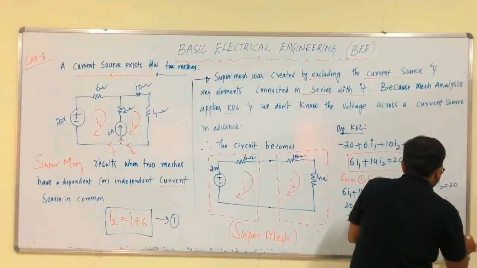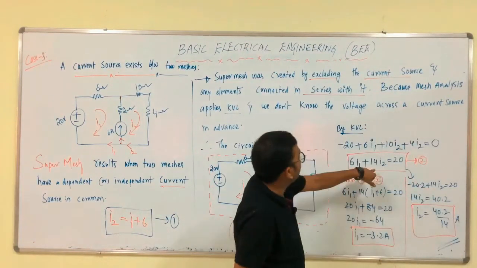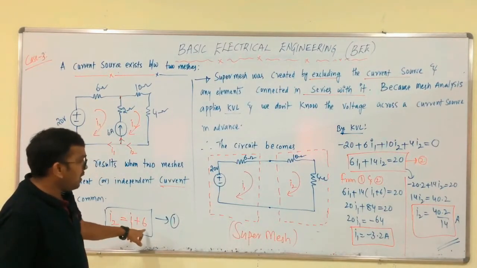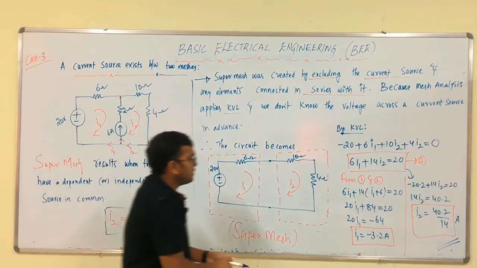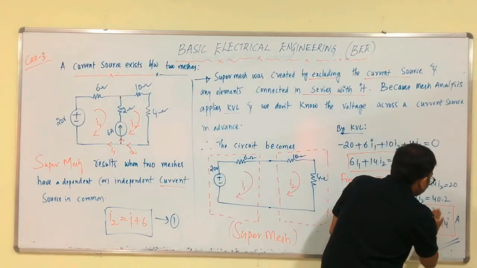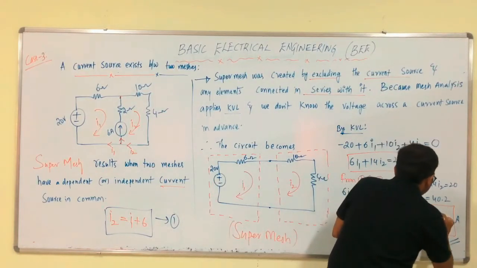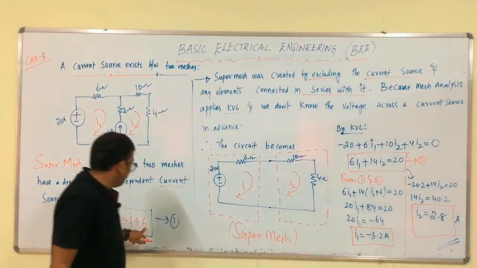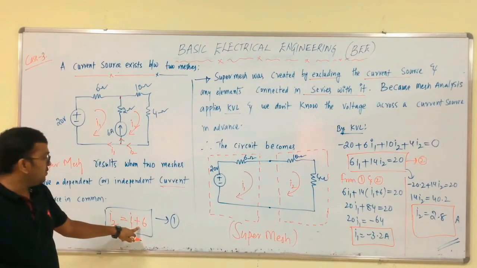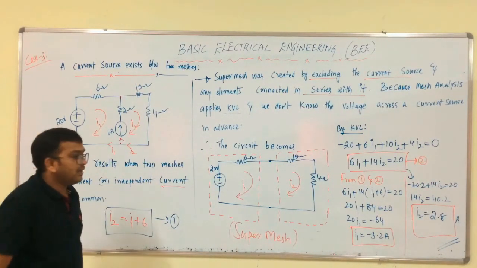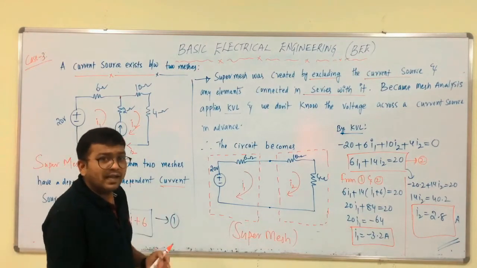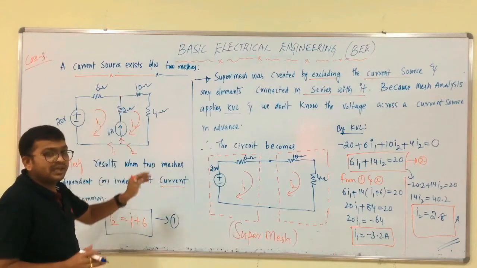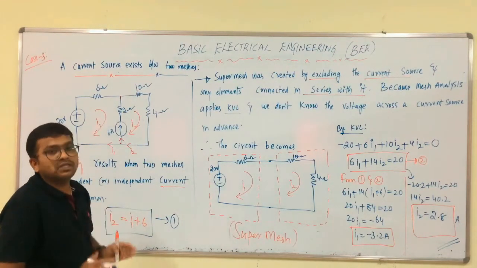This is right. Substitute this I1 into either equation, or you can substitute in I2 equals I1 plus 6, that is 6 minus 3.2, and you will get 2.8. Simple. So I2 is 2.8 amps. Like this we have to calculate the currents if a current source is present between two meshes. That is the concept of super mesh. Simple.